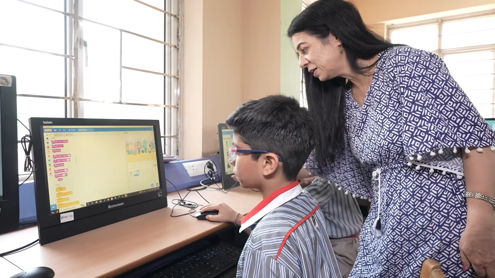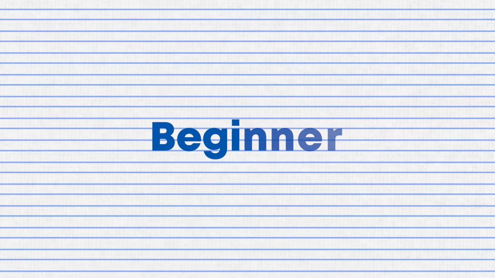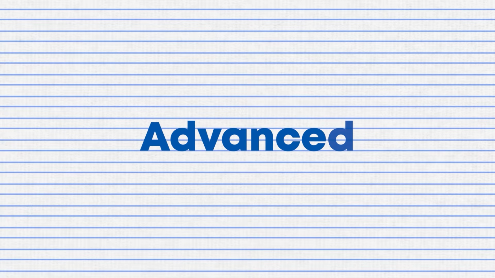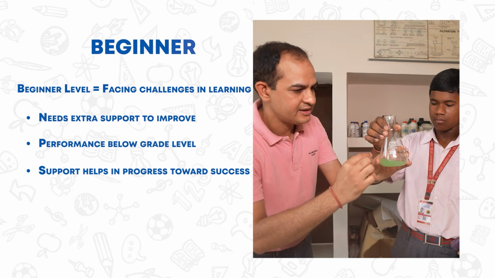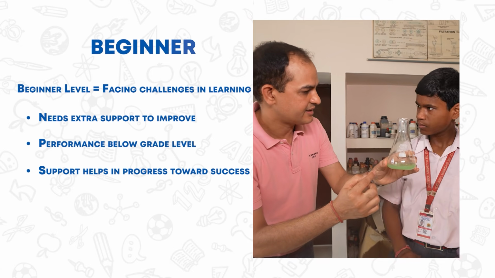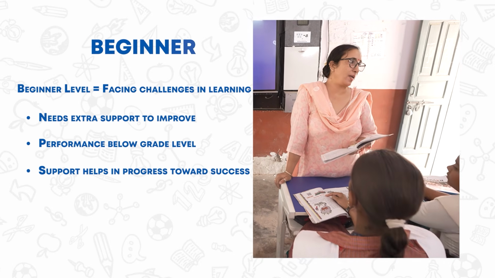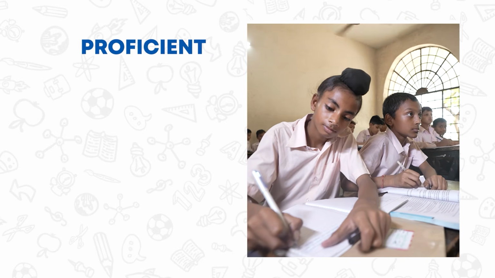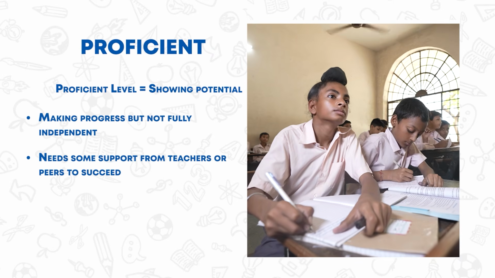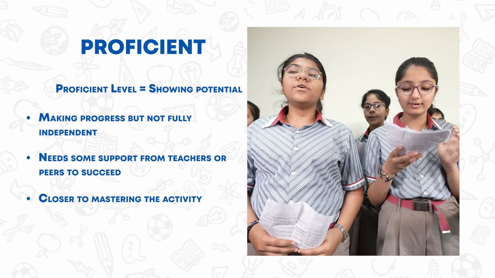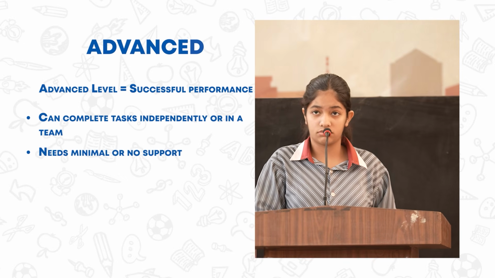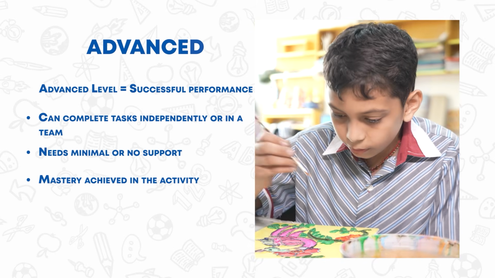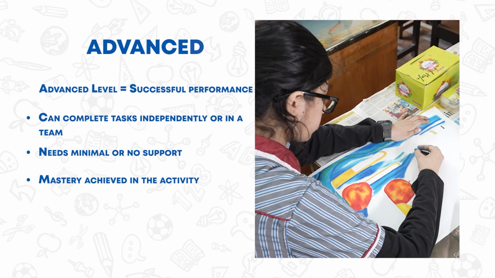The abilities are measured at 3 performance levels: beginner, proficient, and advanced. Beginner is indicative of the challenges faced by the learner that prevented age and grade appropriate performance during the activity and highlights a need for additional support. Proficient is indicative of the potential demonstrated by a learner towards successful performance. The learner still needs some support to do the activity successfully. Advanced is indicative of successful performance in a particular activity wherein the learner required minimal external support.